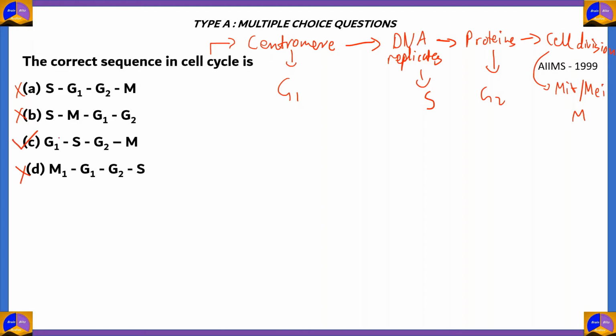The right answer is option C, G1 to S to G2 to M. So that follows the correct sequence. Centromere duplicates first, then DNA replicates, then proteins are formed, and further development of the cell occurs. And finally, we have the actual cell division. Option C is the right option.